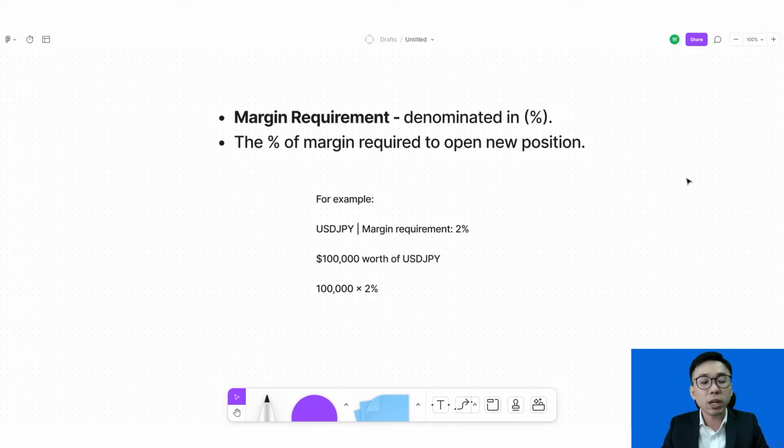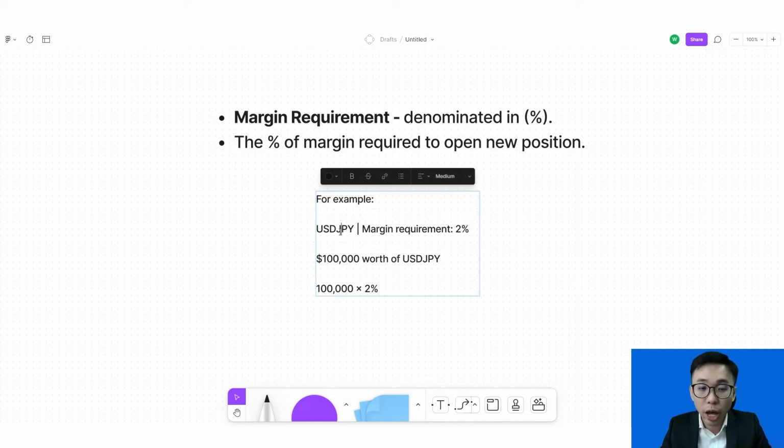So for example, today I am going to do a trade on USDJPY, and when I check on MT4, or MetaTrader 4, the margin requirement is 2%. And today I was feeling a bit hawkish. I'm going to buy 100,000 worth of USDJPY. So how much margin will I be required to set aside? We're going to take the value of 100,000 US dollars, times it by 2%, and thus we will get 2,000.